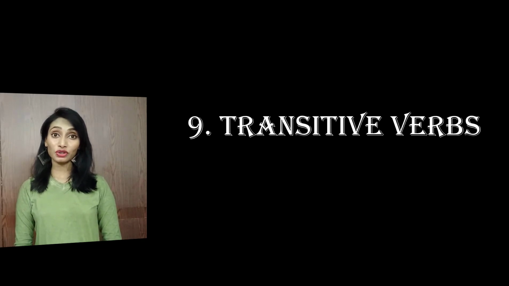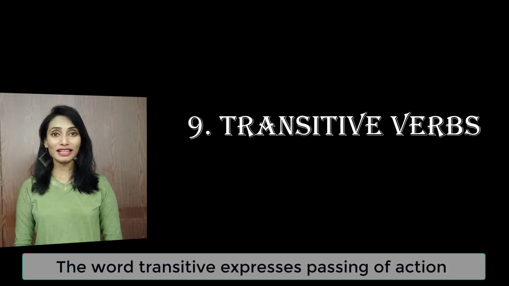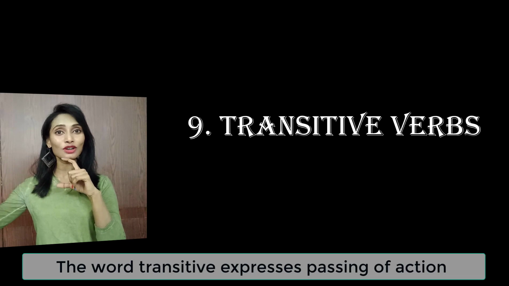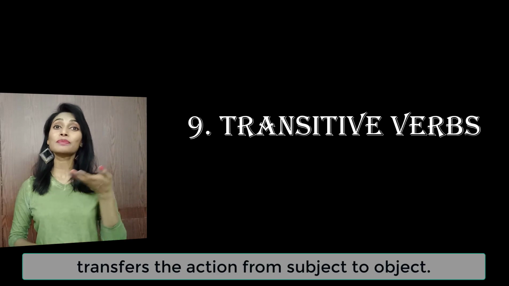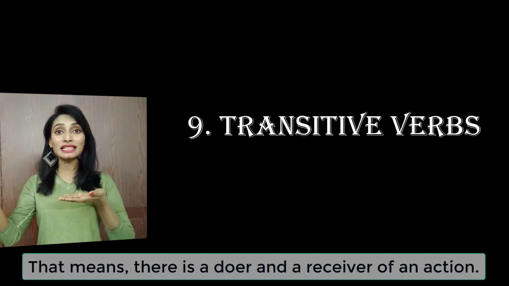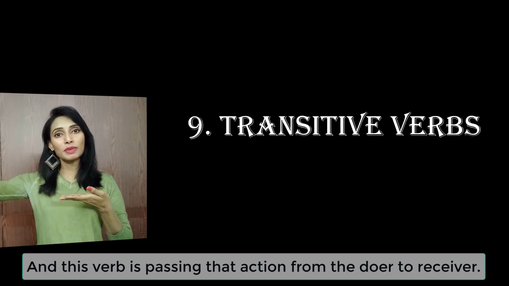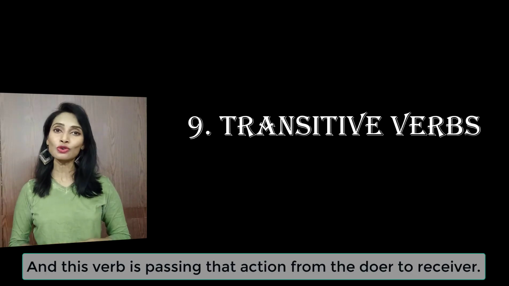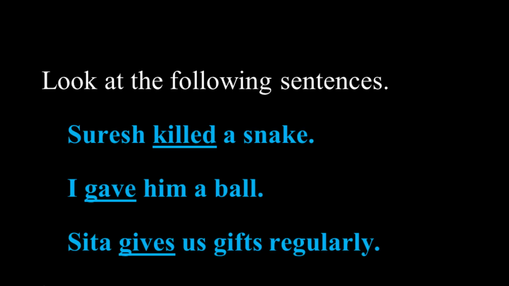9. Transitive verb. What is a transitive verb? The word transitive expresses passing of action, transferring the action. Transitive verb is a verb which transfers the action from subject to object. That means there is a doer and the receiver of an action, and this verb is passing that action from doer to receiver. Look at the following sentences. Suresh killed a snake. I gave him a ball. Sita gives us gifts regularly.